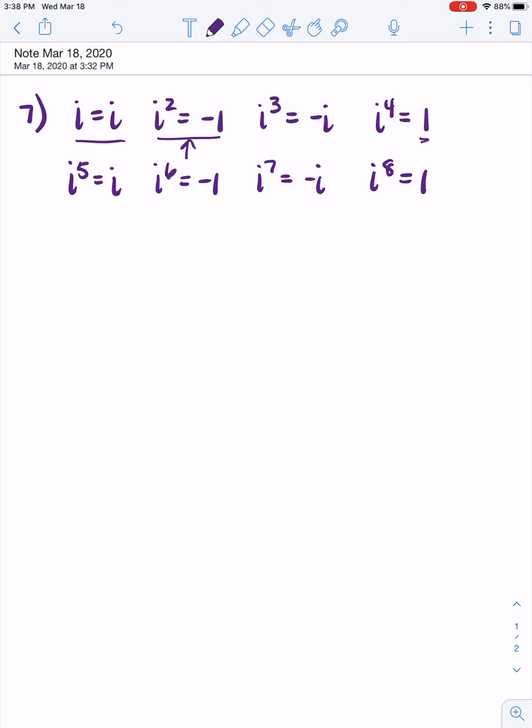And similarly, let's look at i to the 5th. I could rewrite that as i squared times i, 2 plus 2 plus an exponent of 1 is a total of 5. That is the same thing as -1 times -1 times i, which gives me i. So that's how we're reasoning.